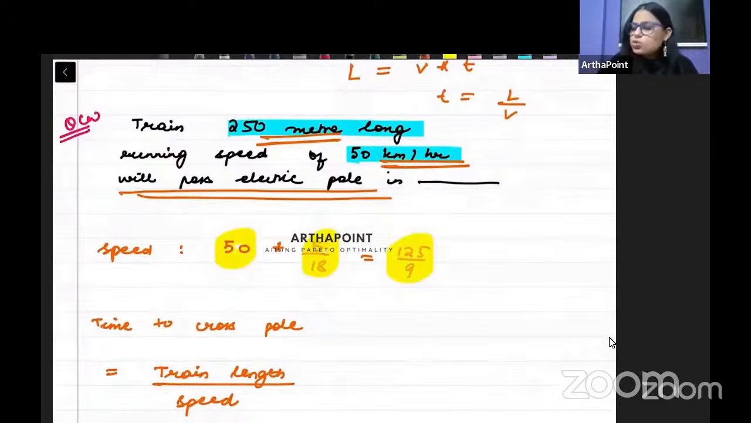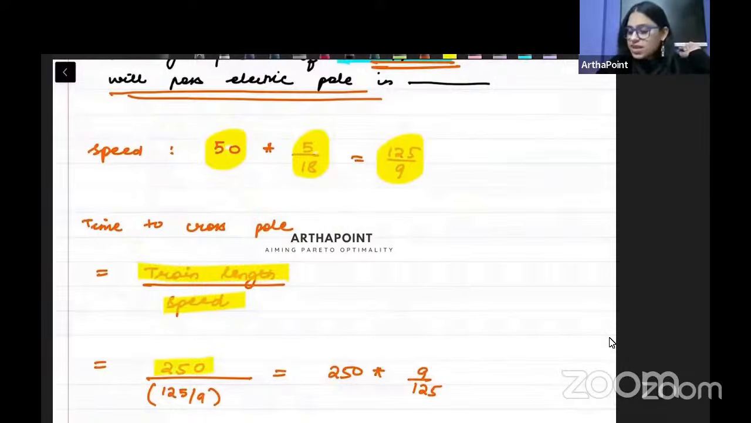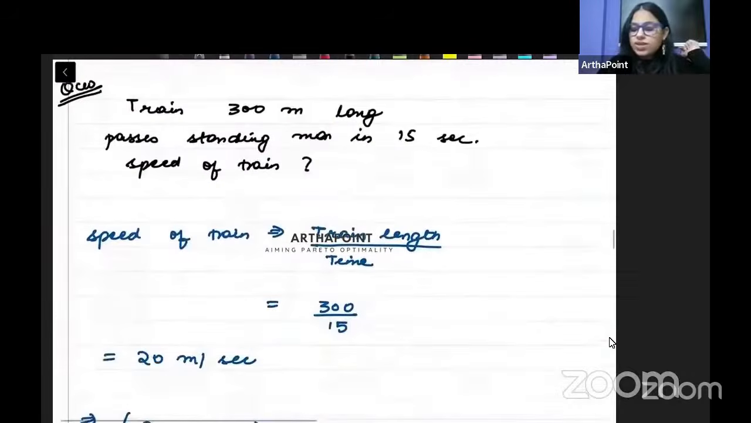Now I just need to use this formula that T is equal to L by V. So length divided by speed. The length is given to me as 250, so I've just plugged 250 here. And the speed is given to me as 125 by 9. And when I just solve this, I will get the answer as 18 seconds. Right, beta? Come to the next question.